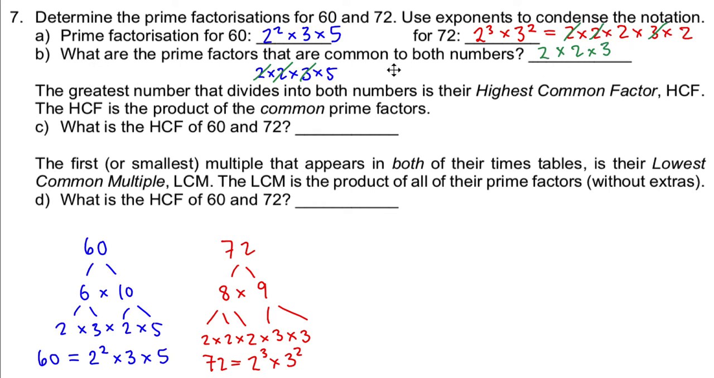Now, it didn't ask me to multiply them. I put a times in between. It just asked me to list them. So the prime factors are 2 squared and 3. So I'll leave it like that.